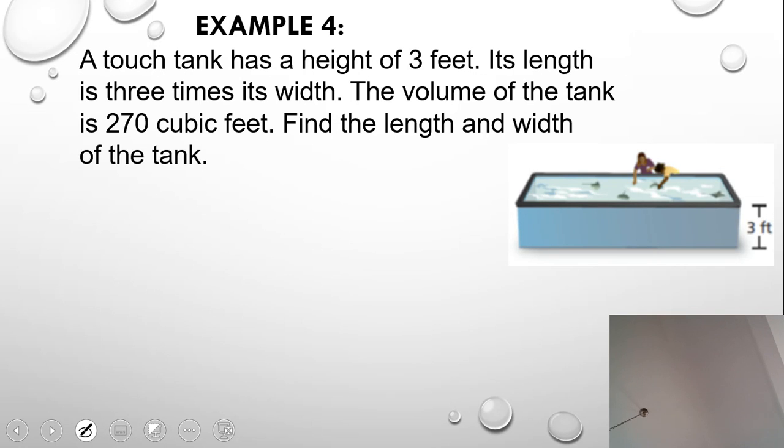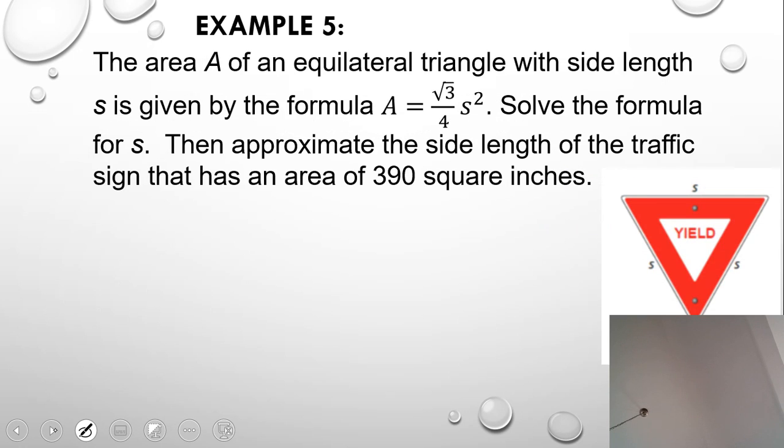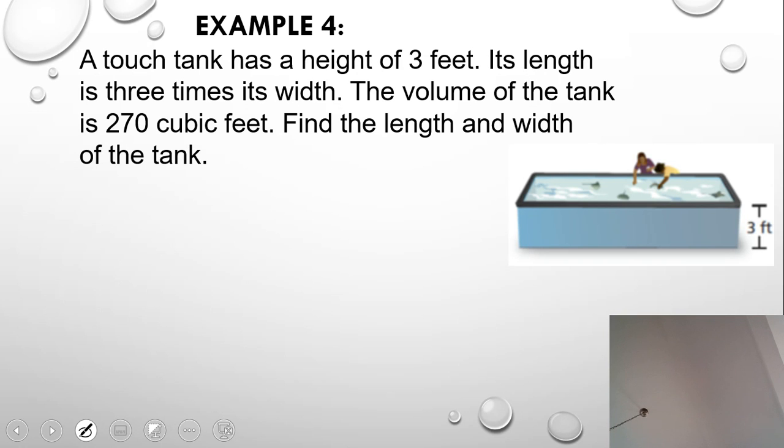Last example, example 4, I think last one. Oh, might be 2 more. A touch tank has a height of 3 feet. Its length is 3 times its width. The volume of the tank is 270 cubic feet. Find the length and the width of the tank. So we know that volume is equal to length times width times height. So we know that the height is equal to 3 feet.